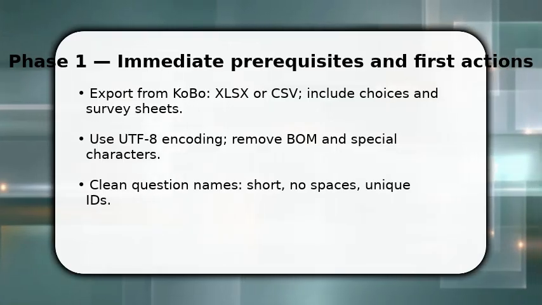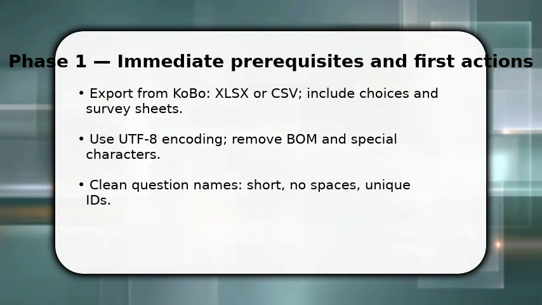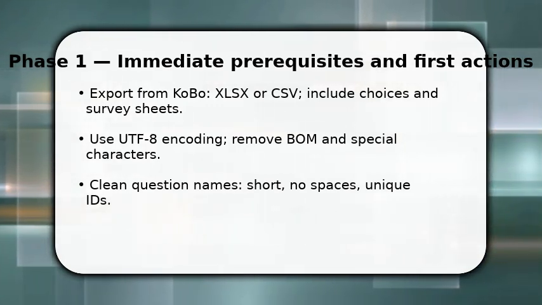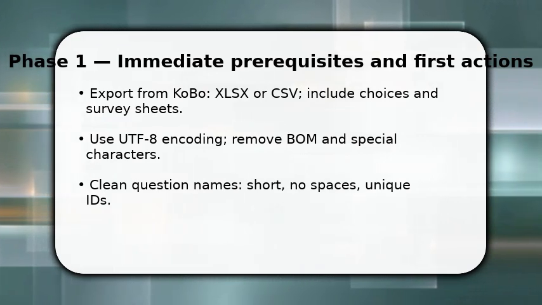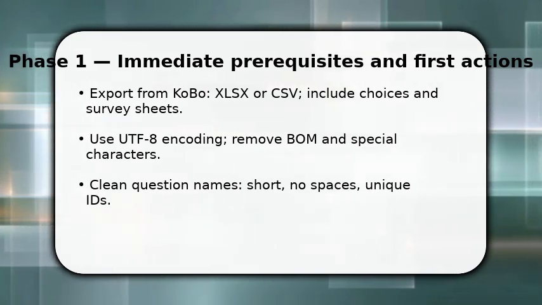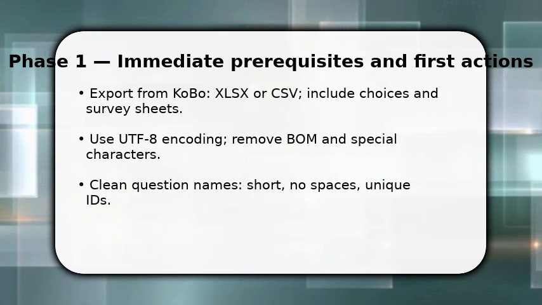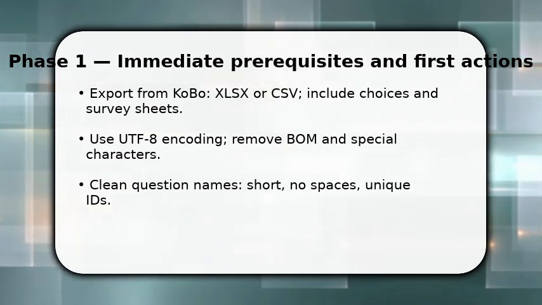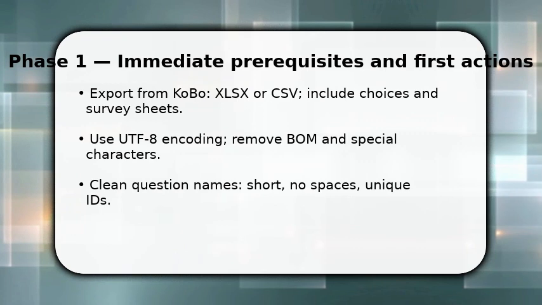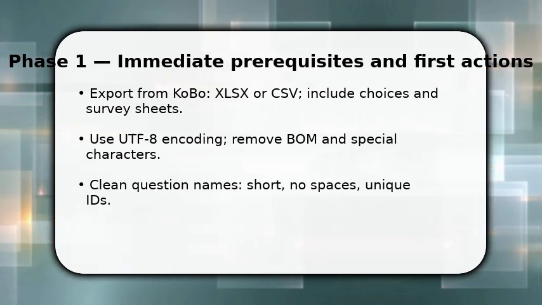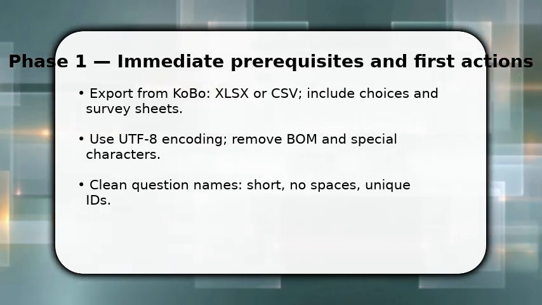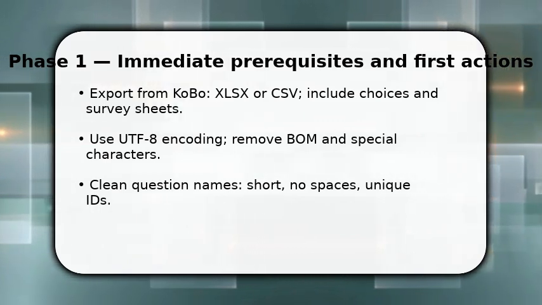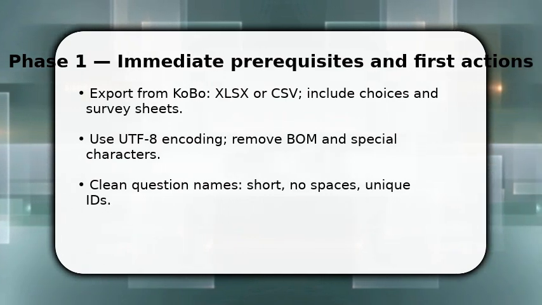You start by exporting your Kobo form as XLSX or CSV and include both survey and choices sheets. Once done, open the file and make sure UTF-8 encoding is preserved. This prevents weird characters in SPSS. You should shorten and standardize question variable names now, no spaces, unique ID, because SPSS handles these more predictably. Make sure choice labels and numeric codes are present. This saves hours when you map value labels later.